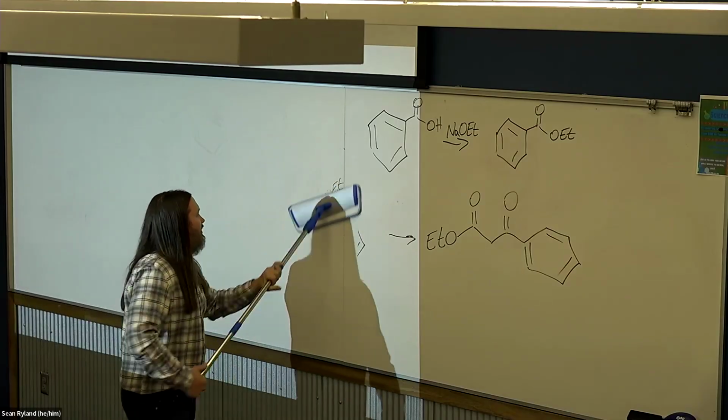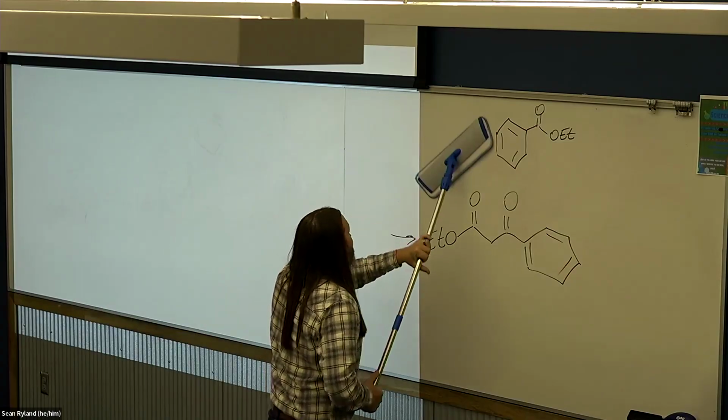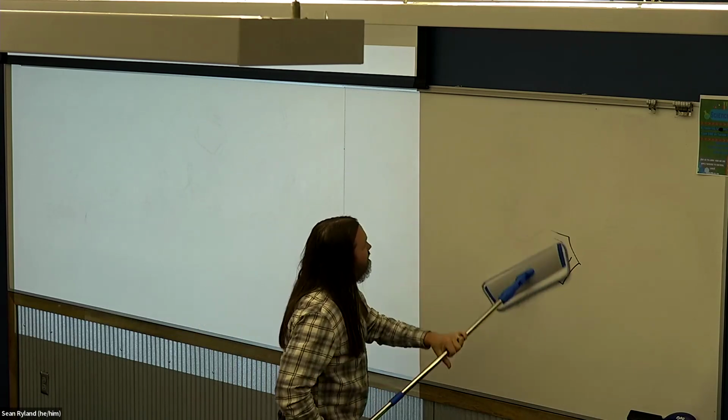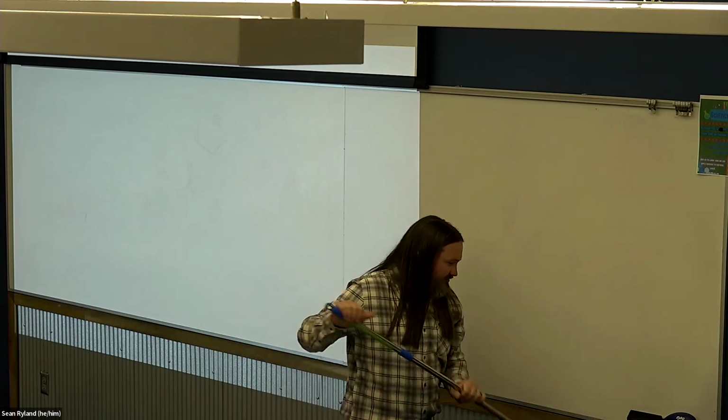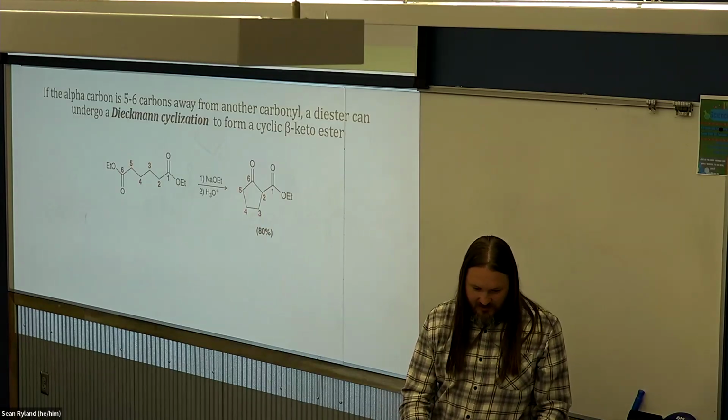Now we're getting, I know you all probably think we were already there, now we're getting into the realm where everything is named after somebody. Okay. Because there's a specific type of Claisen condensation that gets its own name as well.